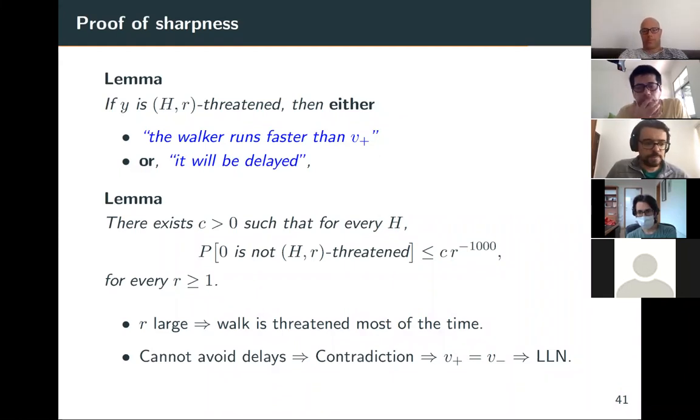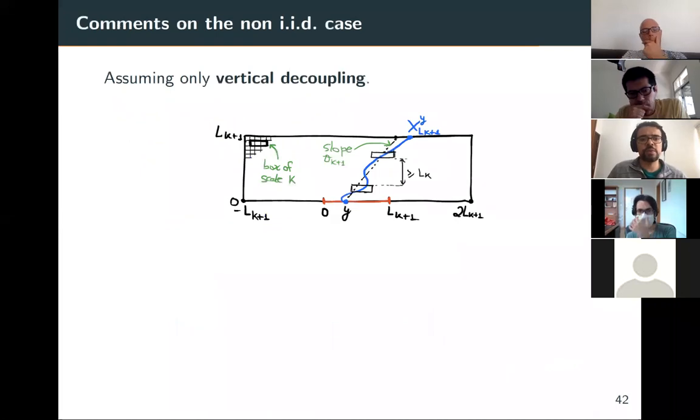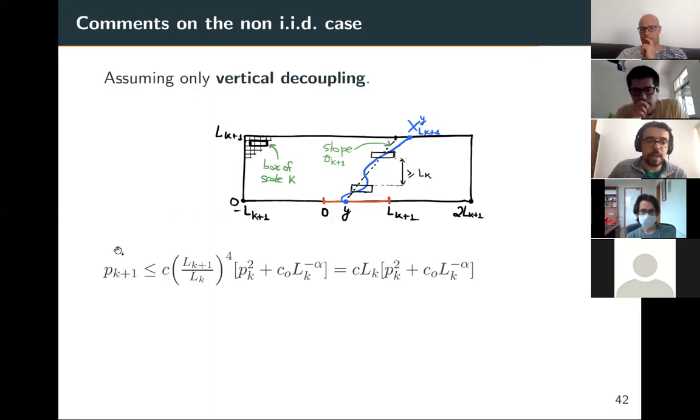So if not, let me just comment a little bit on how to move from this argument in the case of IID environments to the case of environments that are dependent, but where I now assume the vertical decoupling, that these two boxes here decouple very well. Then I have to update my recursive inequality. Before I only had this term p_k squared, but now I have to account for the covariance of what is happening between these two boxes here. And this gives me this formula on the right here.